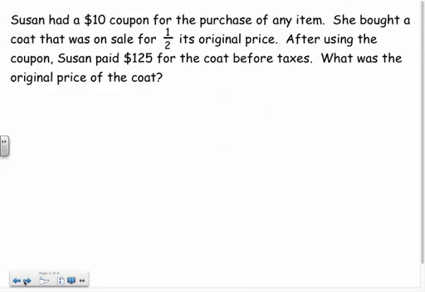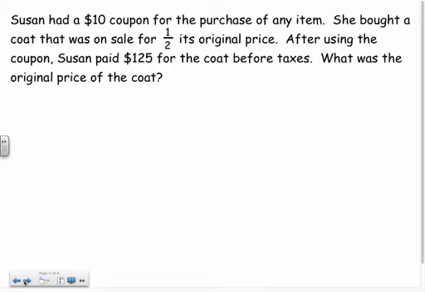In a story problem, the biggest thing is just getting an equation set up and assigning a variable to the thing that you don't know. So for example, Susan had a $10 coupon for the purchase of any item. She bought a coat that was on sale for half off, half its original price. After using the coupon, Susan paid $125 for the coat before taxes. What was the original price of the coat?